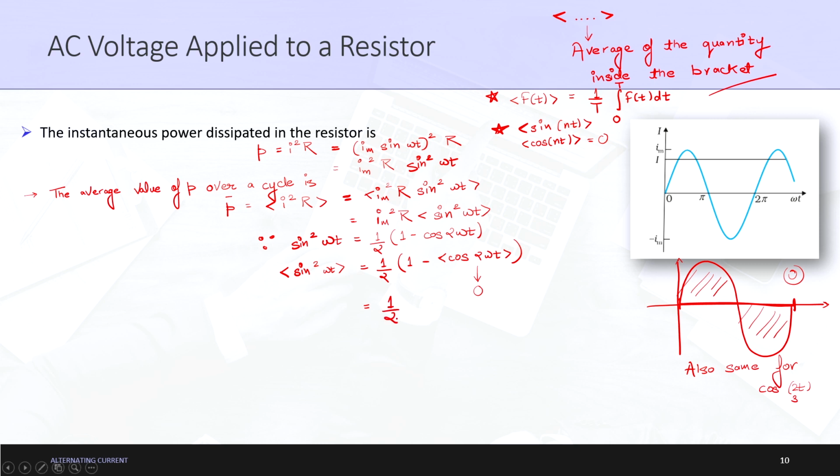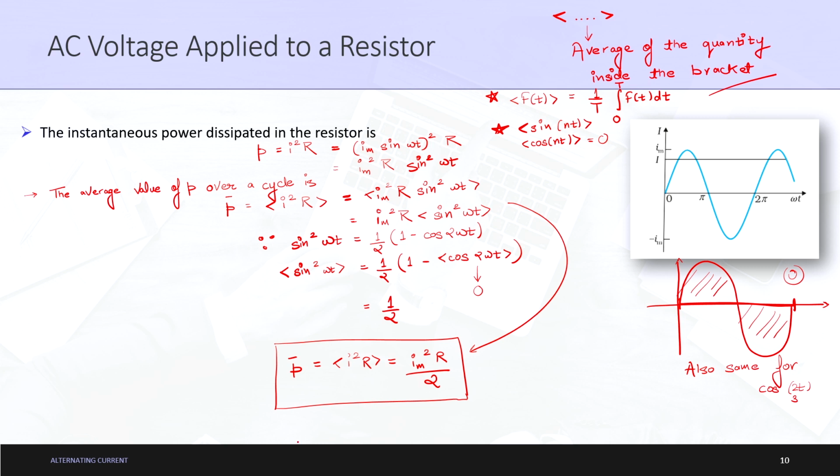1 by 2. Okay. So using this sequence, we finally obtain what p bar is. P bar is nothing but equal to, in brackets, I square r, which is nothing but equal to Im square r by 2. Fine. So this is the formula obtained for the average value of p over a cycle.